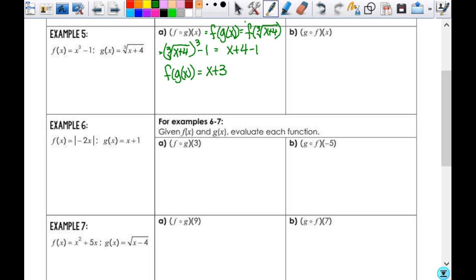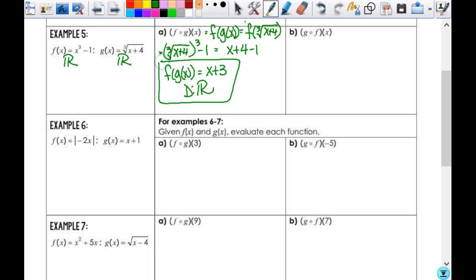Did you get x plus 3? What do you think the domain is? All real numbers. Why? Because this gives you all real numbers? No. What's this domain? All real numbers. And what's this one? All real numbers. So our outputs are going to be all real numbers. They'll live in there. Everything is great. Okay, good. So our domain, all real numbers.